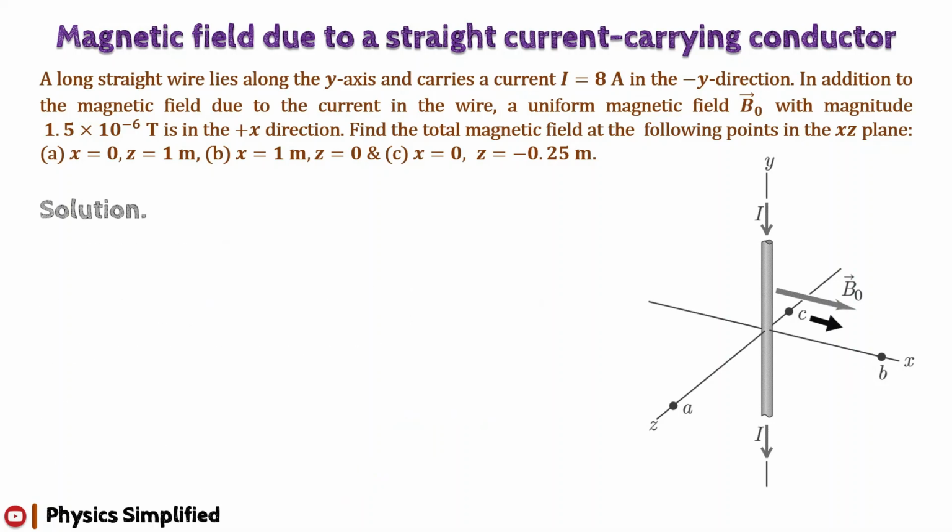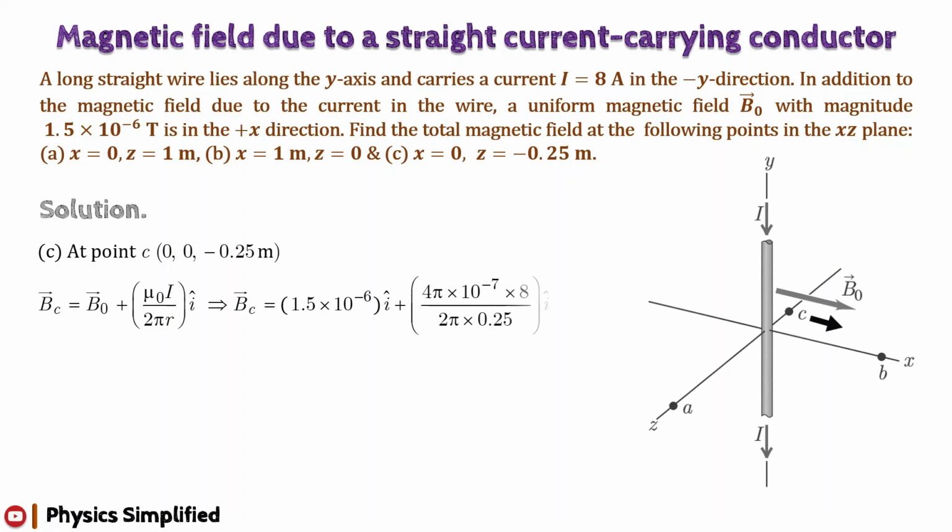Now, the final part, part C of the problem. The coordinates of the point C are given by 0, 0, minus 0.25 meters. The net magnetic field at this point is given by vector B_C is equal to vector B0 plus mu0 I divided by 2 pi r i hat. Substituting the given data and simplifying, we get vector B_C is equal to 7.9 into 10 to the power minus 6 Tesla i hat. This is the answer to the part C of the problem.